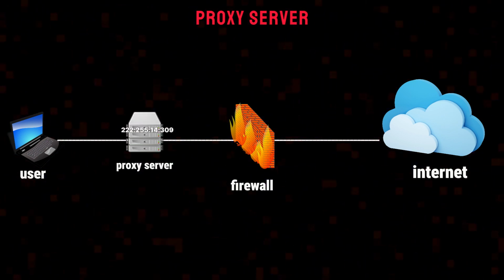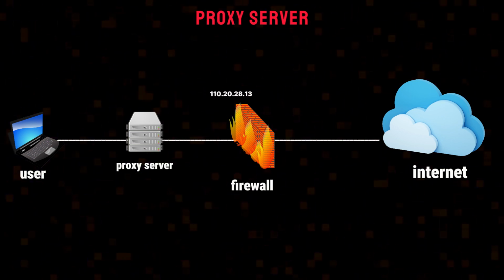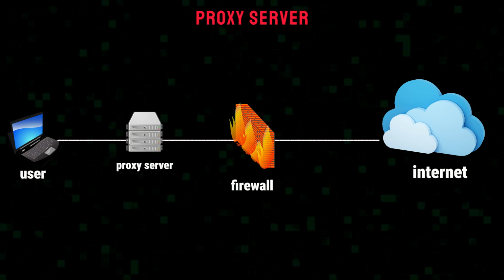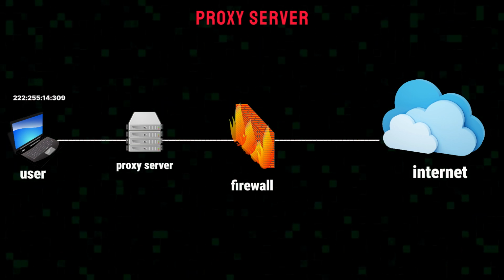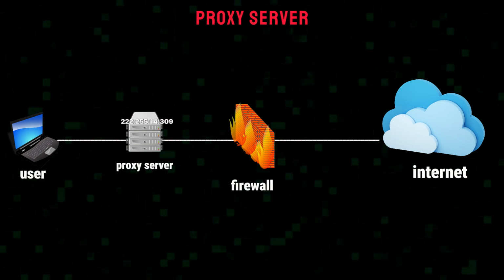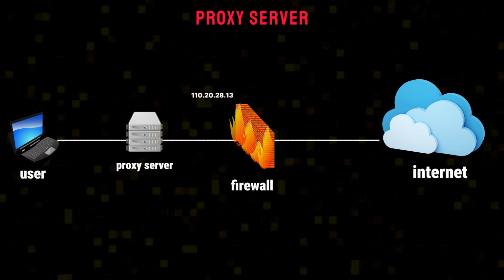If the page is not in the cache, the proxy server, acting as a client on behalf of the user, uses one of its own IP addresses to request the page from the server out on the Internet. When the page is returned, the proxy server relates it to the original request and forwards it onto the user.